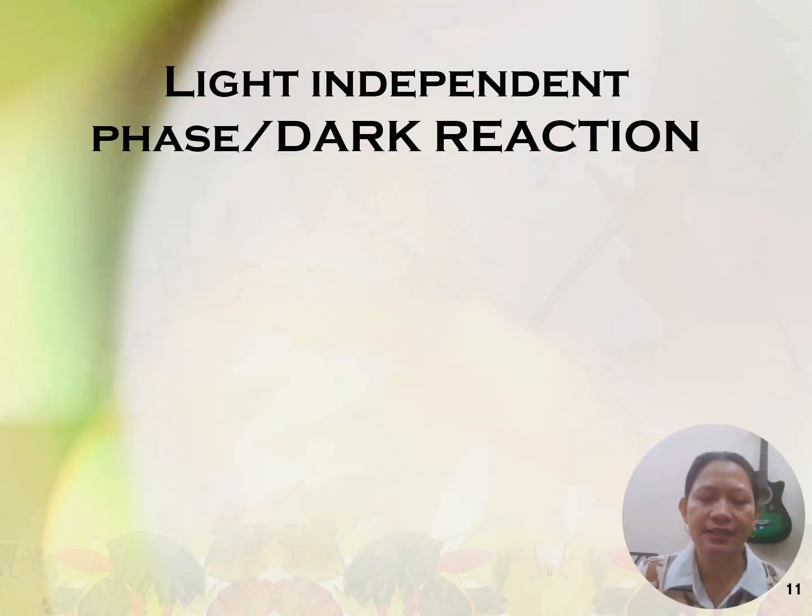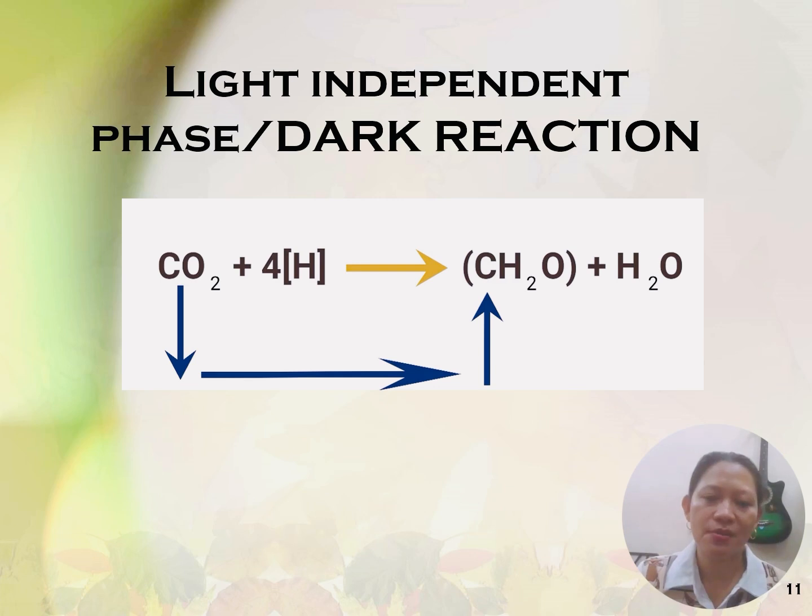In the light-independent phase or dark reaction, we will need carbon dioxide to produce glucose. From 1 carbon dioxide, we will produce 1 formaldehyde, CH2O. So we will need 6 carbon dioxide to produce C6H12O6.